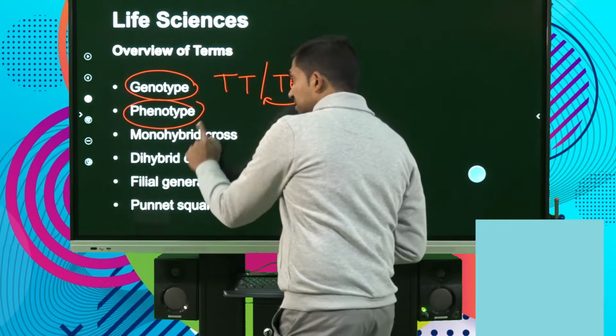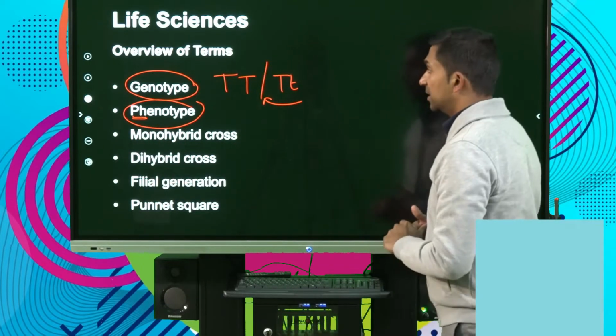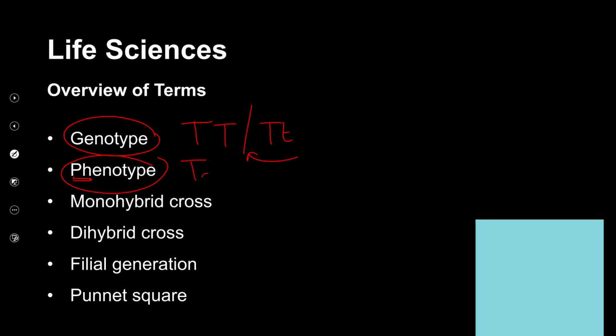Phenotype is a description of the physical appearance of an individual. So when we talk about the plant being tall or an individual being right-handed, we refer to that as being a description of the physical appearance of a characteristic.